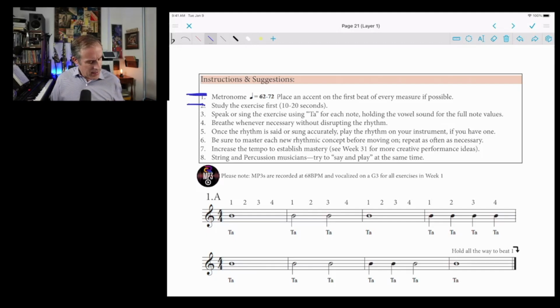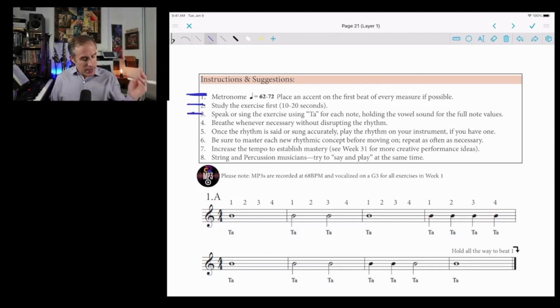The second thing, study the exercise for the first 10 to 20 seconds. So as I was talking through the exercise a moment ago, I was talking about the time signature, noticing there were no rests, noticing the words were there, the numbers were above the beats. This gives you an opportunity for 10 to 20 seconds, as the suggested time is, to look at an exercise before you actually try it. Sight reading is sight reading, but you still get some time to maybe look over a piece of music before you have to actually perform it.